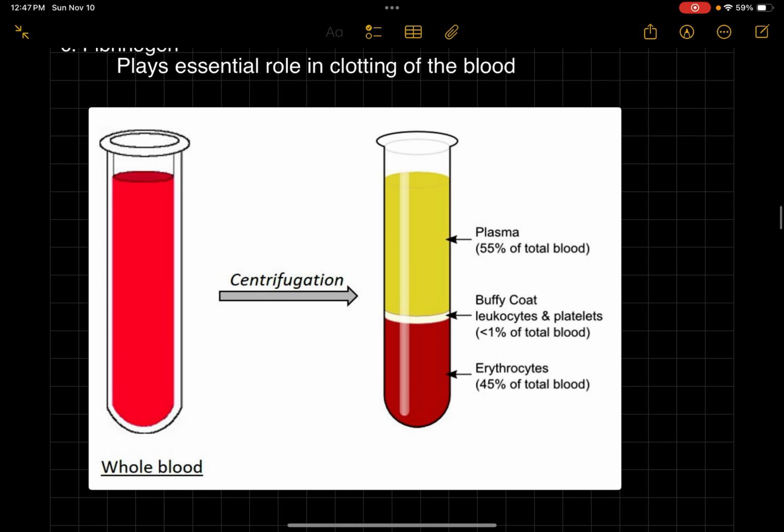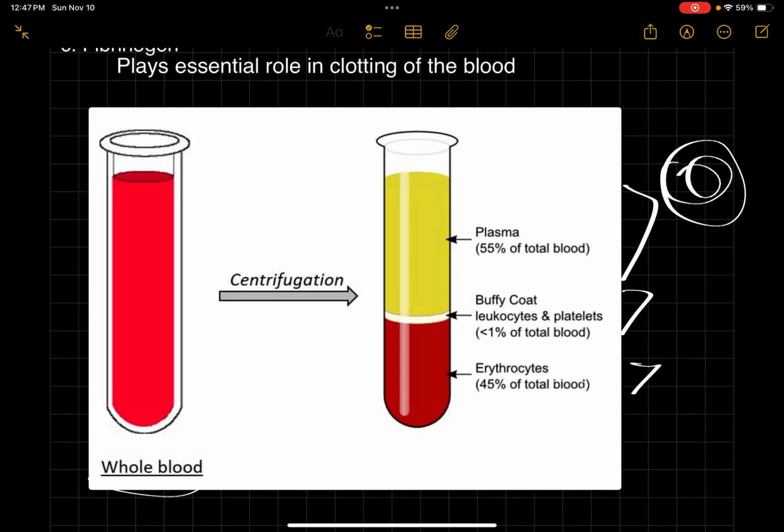We have centrifugation. This is the whole blood, and after it is spun in the laboratory, this is the result. So we have erythrocytes, 45% of total blood. We have the buffy coat, platelets and leukocytes, which consist of 1% or less of total blood. And we have the plasma, which is 55% of the total blood.